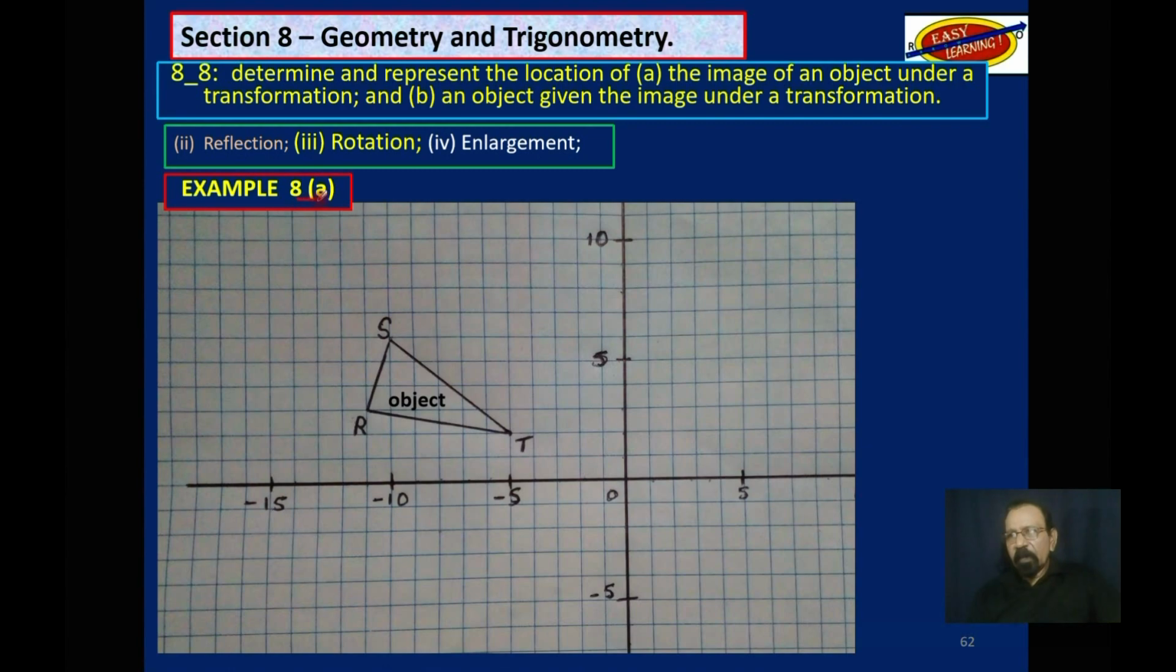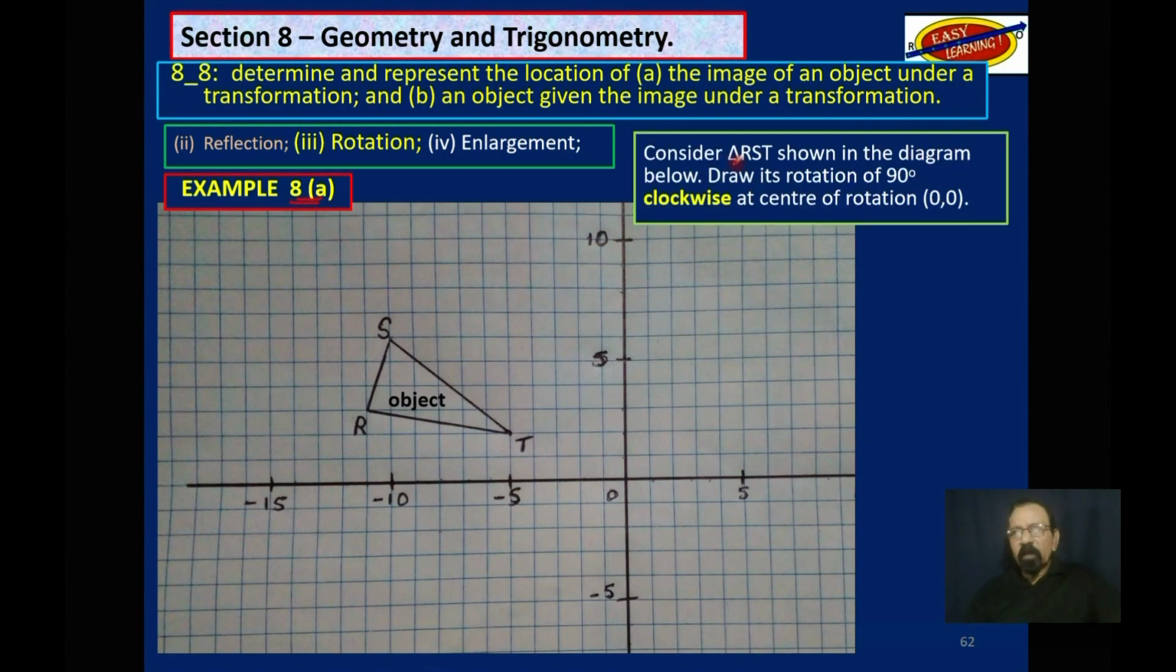Now, example 8a, consider triangle RST shown in the diagram below. Draw its rotation of 90 degrees clockwise. In all the previous examples, we were dealing with anti-clockwise. Now we are dealing with clockwise at a center of rotation of 0, 0. So that is how you would see it in notation form. Basically, you do the same thing that we were doing.